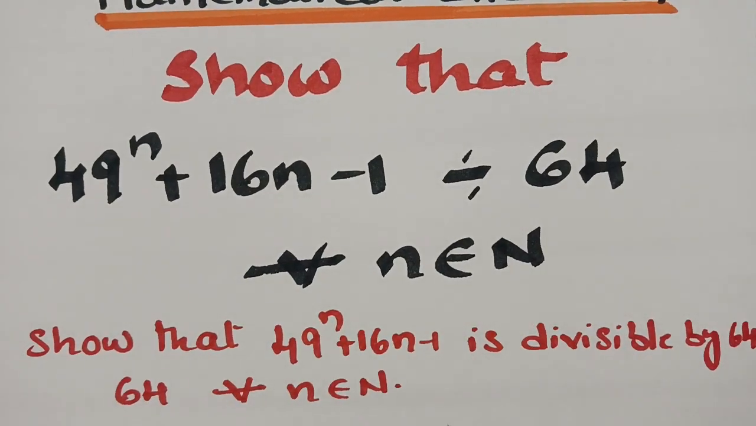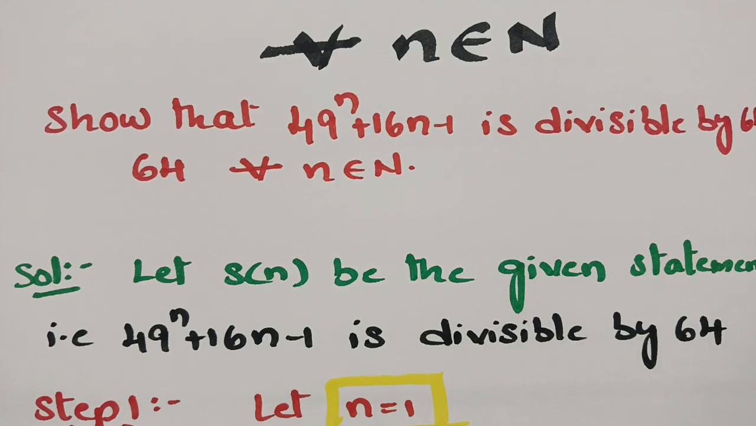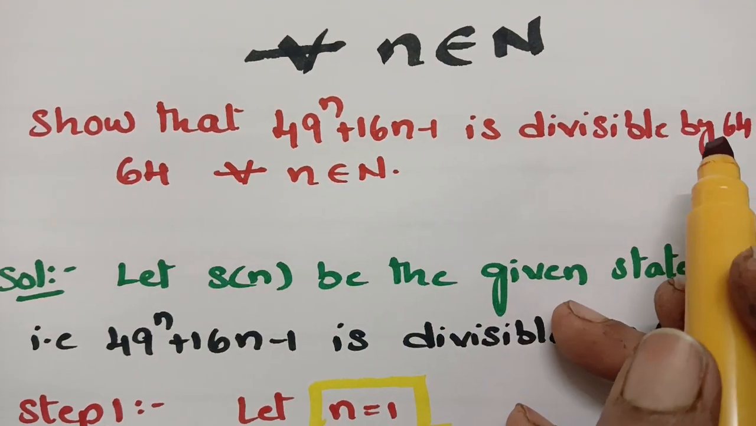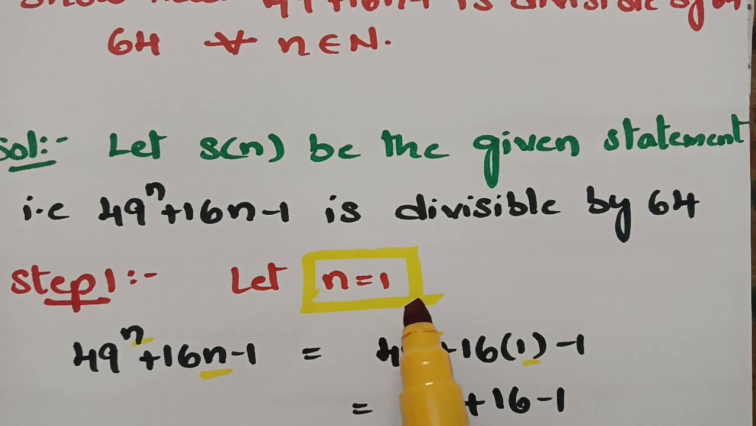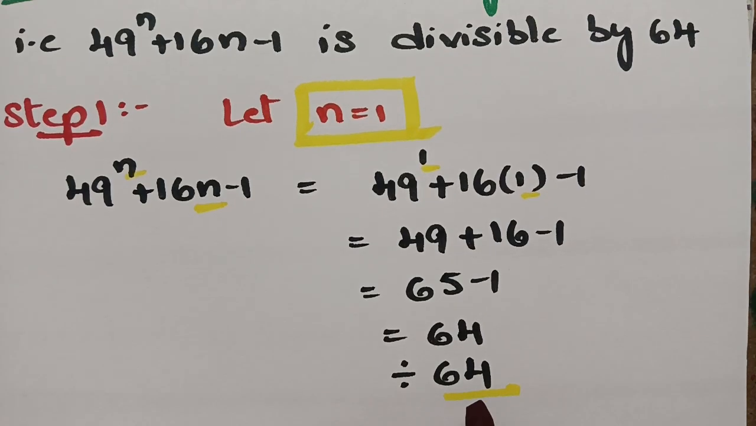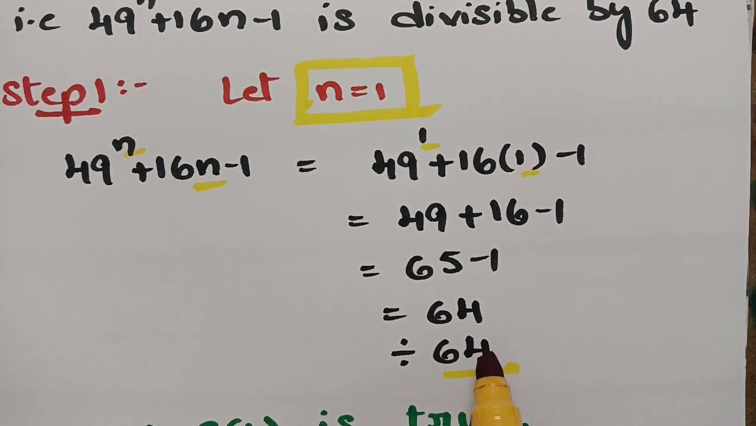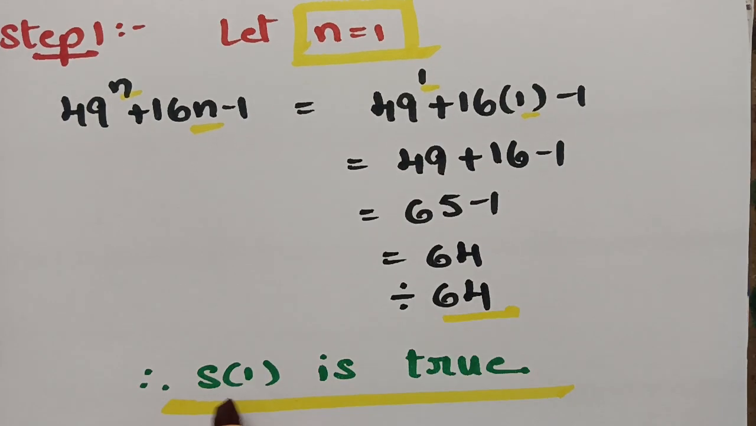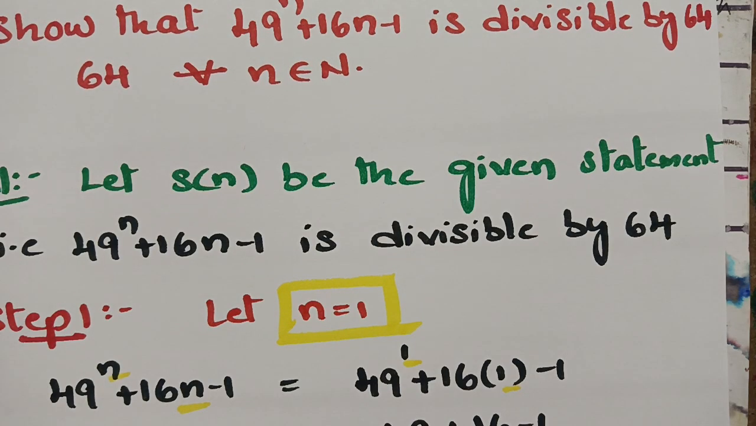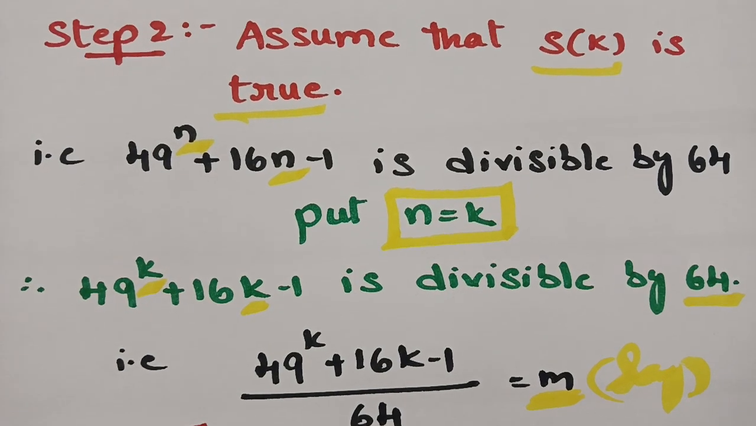And let's start from the beginning. So this is the question which we have to explain. In this question, we have to use the mathematical induction. So we have to show that 49 power n plus 16n minus 1 is divisible by 64. So according to our mathematical induction, I have taken n is equal to 1. So in place of n, if I substitute n is equal to 1, this is 64. So this is divisible by 64, and therefore the statement is true for n is equal to 1. And the next thing is, in the second step we have to assume it is true for n is equal to k.